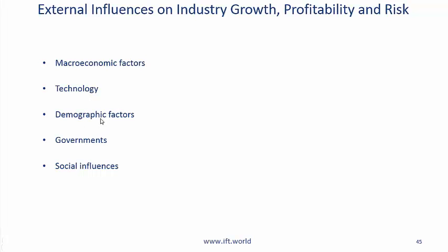Demographic factors, so you have shifts in populations, maybe people becoming older. So if in a given economy such as Germany, people are becoming older, that is good for the pharmaceutical industry. Government regulations impact industries. Social influences impact industries. What you, however, do with these is you don't consider these to be forces. These are factors, and you evaluate their impact on the 5 forces.